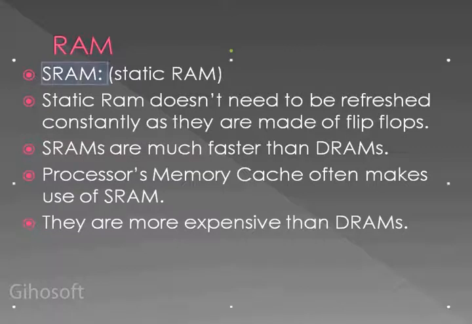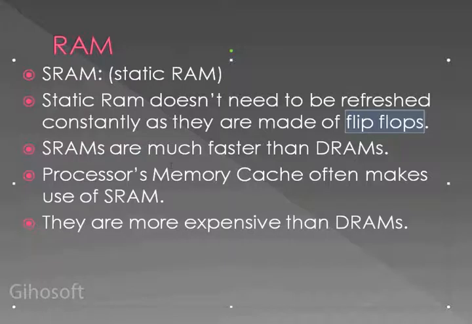The next type of RAM which we have is static RAM or SRAM. Static RAM doesn't need to be refreshed constantly as they are made up of flip-flops. Flip-flops are a type of circuit that are made up of logic gates and transistors. They do not contain capacitors. SRAMs are much faster than DRAMs because they do not need to be refreshed every 15 seconds. Processor memory such as cache is often made up of SRAM.